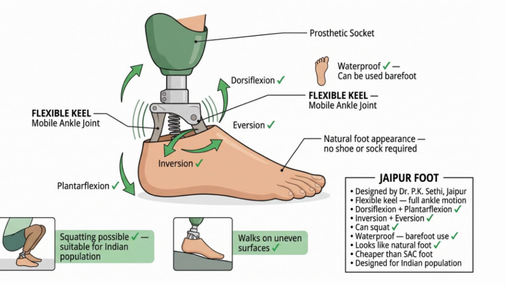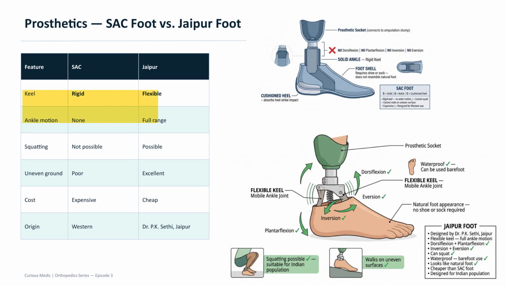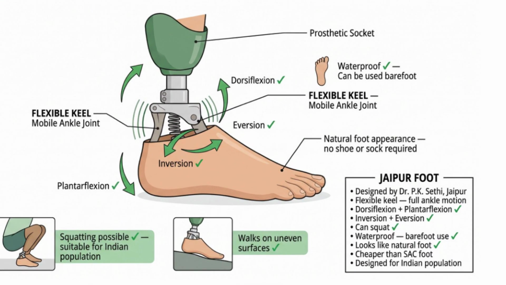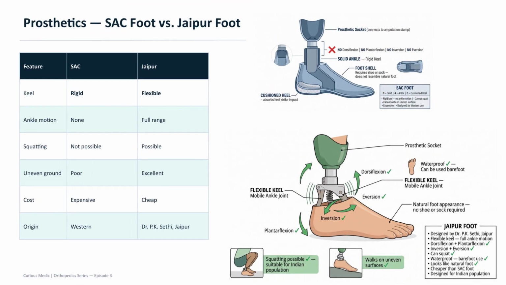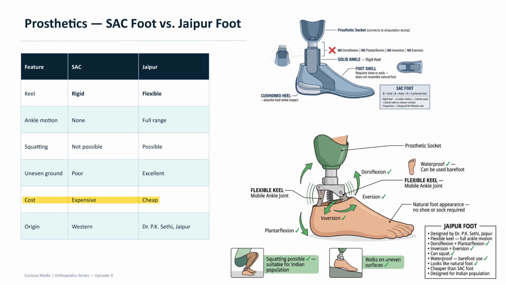Now the JIPER foot. This was designed in India by Dr. P.K. Sethi, specifically for the Indian population. The ankle is flexible and allows the full range of motion: dorsiflexion, plantar flexion, inversion, and eversion. Because of this, squatting is possible. Walking on uneven terrain is excellent. The JIPER foot is waterproof, and it looks like a natural foot, making barefoot use entirely possible. And it is significantly cheaper than the SAC foot.